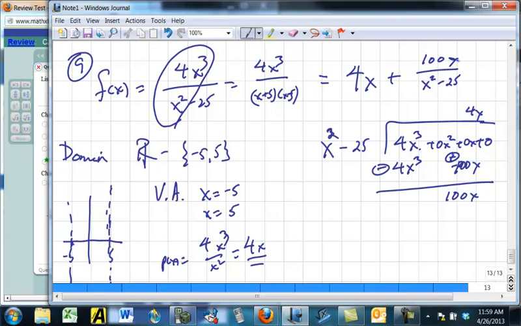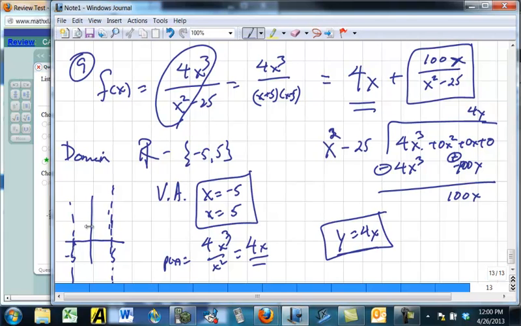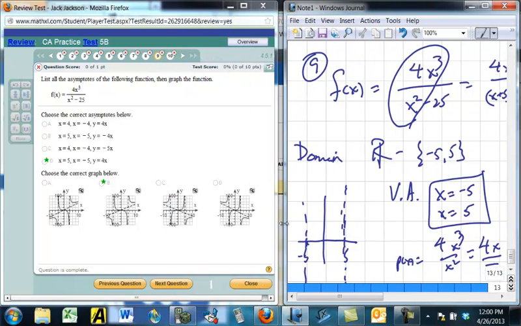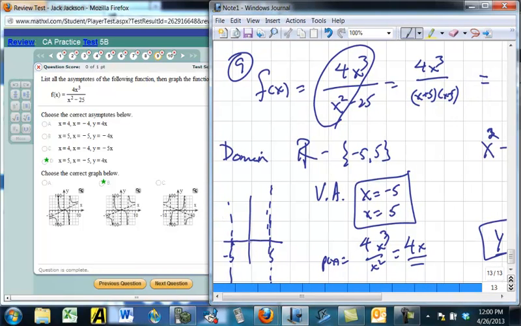So as x gets bigger and bigger and bigger, this part gets closer to 0. So it does, sure enough, get close to the line y equals 4x. So y equals 4x is a slanted or oblique asymptote. So we have 2 vertical asymptotes and 1 slant asymptote, which is what we have here. And now what would the graph look like? Well, 4x is somewhere in here.